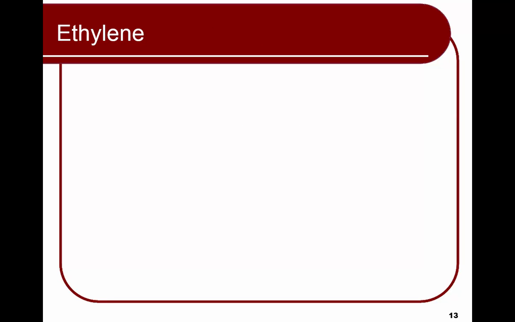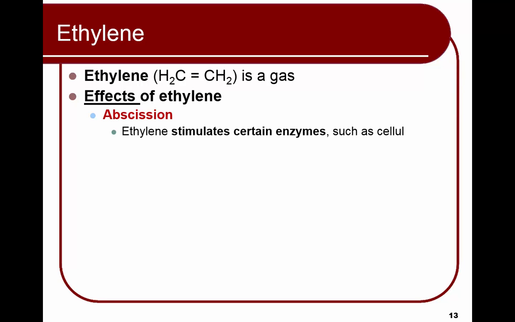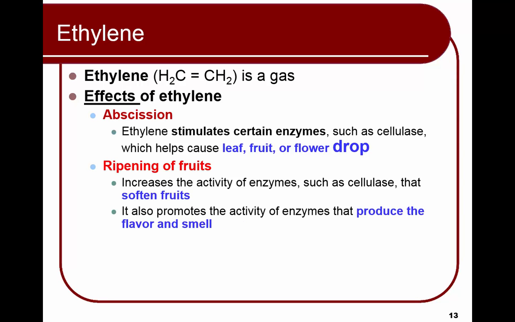Then we have ethylene. Ethylene is a gas, and it causes abscission. It causes certain enzymes like cellulase that'll cause the leaf or the flower or the fruit to drop off. It makes fruits ripen because it'll soften them, and it'll increase the activity of the enzymes to make that smell of ripened fruit and make that ripened fruit taste better, have better flavor. It breaks down the chlorophyll, and that's why the colors change as the fruits ripen.